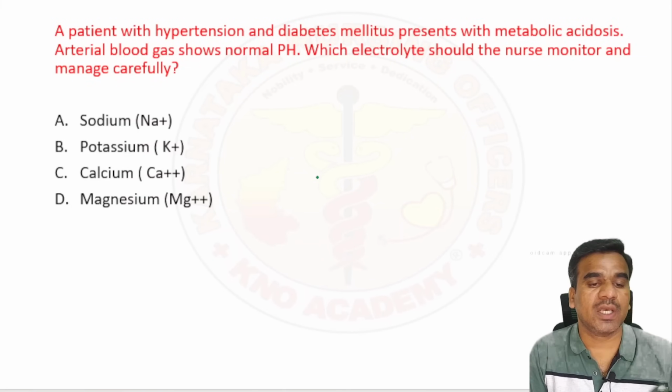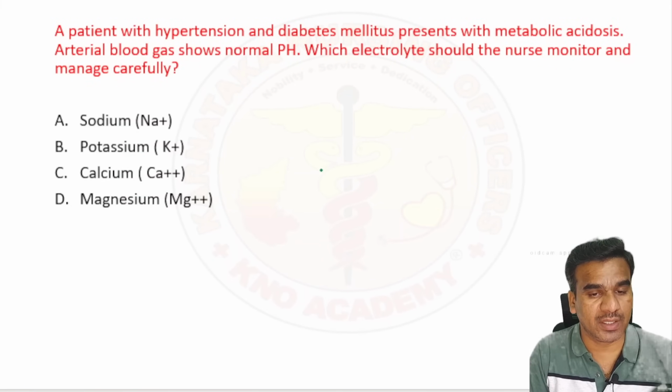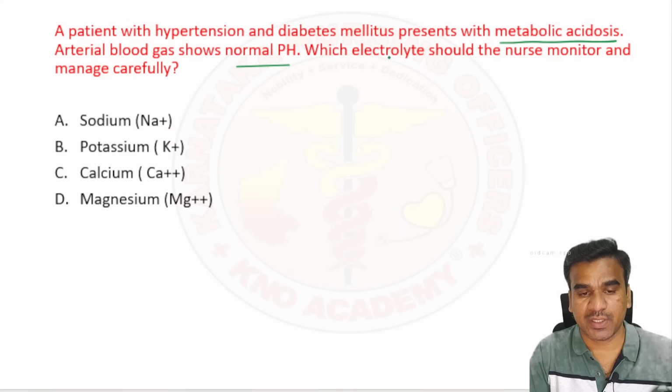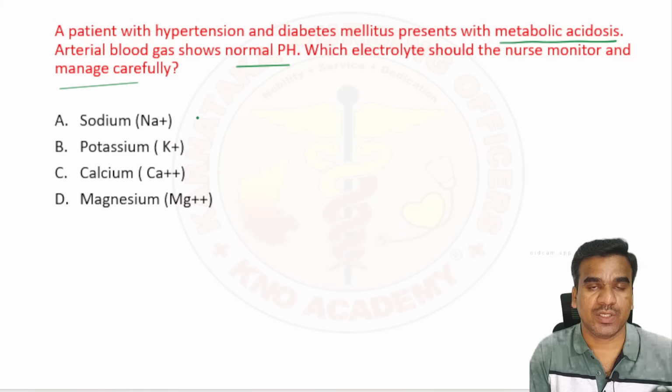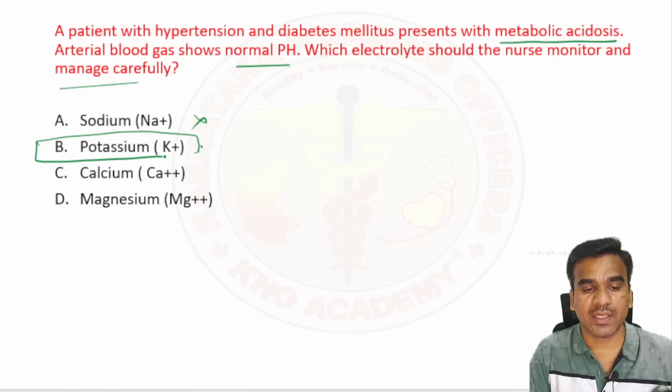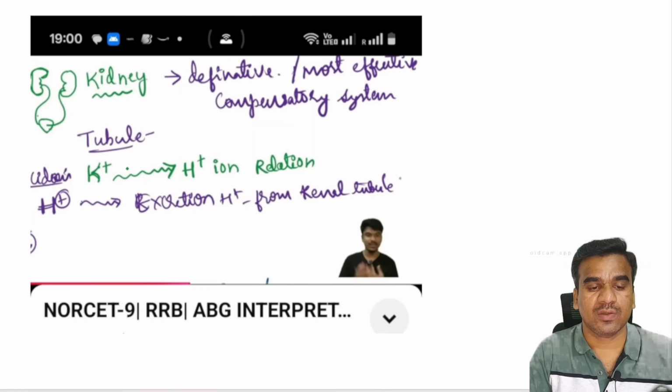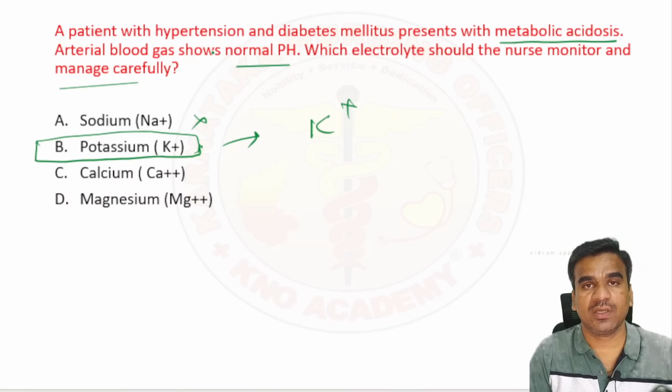Okay, the next question: a patient with hypertension and diabetes mellitus presents with metabolic acidosis, very important, and arterial blood gas shows normal pH. Which electrolyte should the nurse monitor and manage carefully? Sodium, no. Potassium, yes, potassium is the right answer. Whenever a diabetic patient is there, we have to assess for potassium. Nagaraj sir explained this phenomenon in the video. Same, potassium is the right answer.